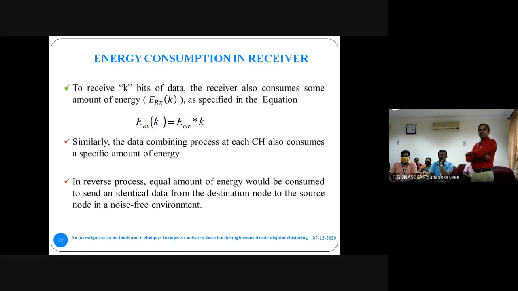After that, we are estimating the power needed to receive the data in the receiver section. That can be estimated by using this equation, that is E suffix Rx of k equals E electronic, the energy consumed in the electronic circuits, times k.